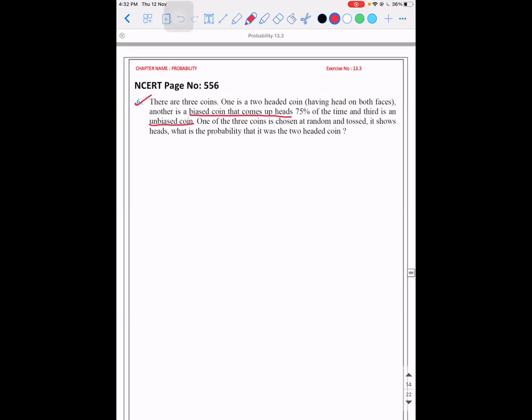So how do we define the events? Solution. What are the events? E1 is what? Two-headed coin. Let's go in the order. E2 is what? It's a biased coin. E3 is what? Unbiased coin.